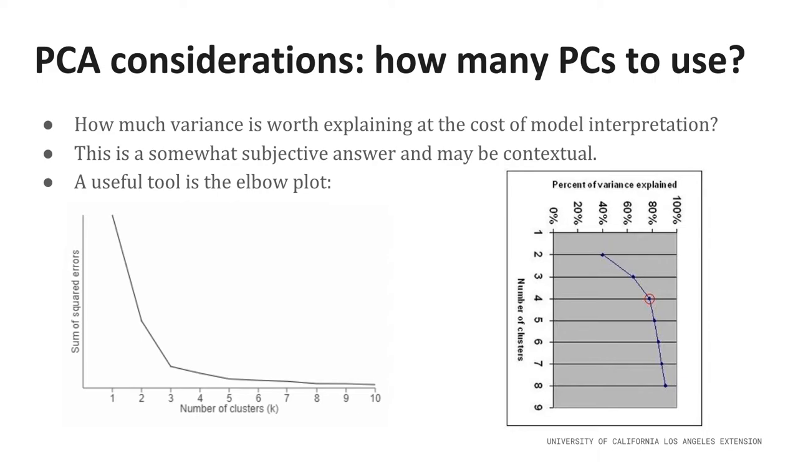But a useful tool is the elbow plot, and it'll help you understand where the point of diminishing returns is, like when you want to start thinking about dropping the remaining components. So you look for the kink, that sharp bend in the curve, and that's when you should cut the line off.